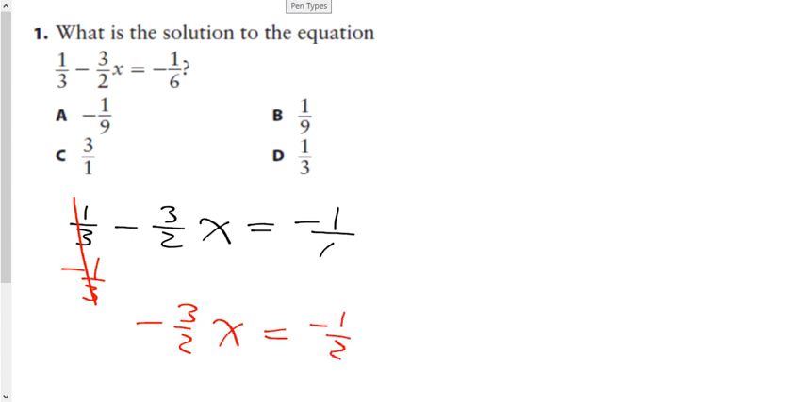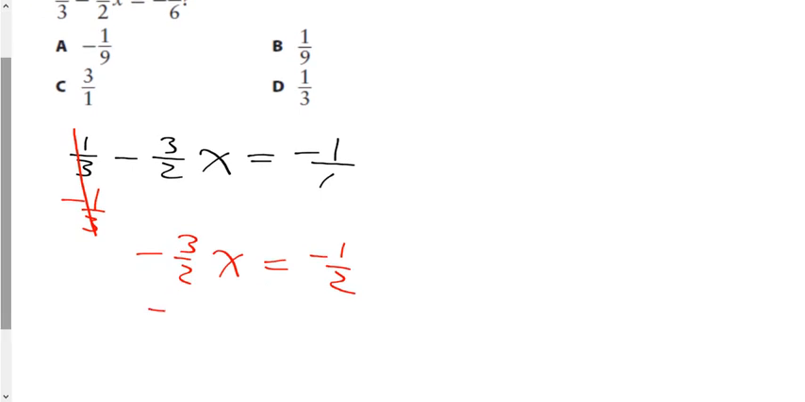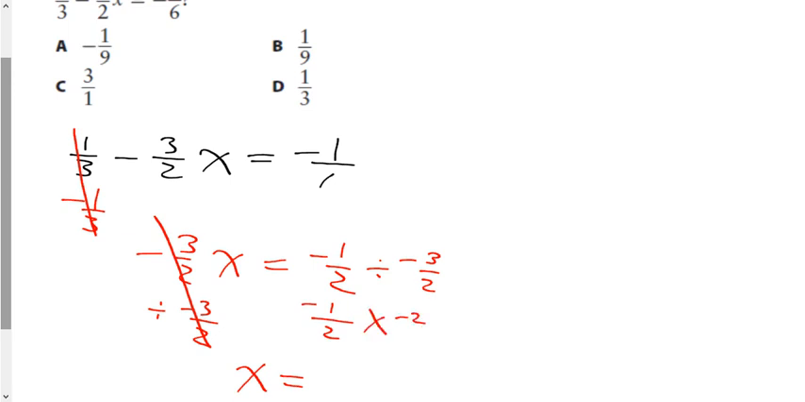That's equal to -1/2. Now that we have that, we've gotten rid of our constant, and we're simply going to divide both sides by the coefficient. So divide by -3/2. We know that multiplying by -3/2 and dividing by -3/2 are opposite operations, giving us x. And dividing by -3/2 is the same thing as keeping that first fraction, multiplying by the reciprocal of -3/2. And when I do that, I'm going to get a positive 2/6, which in lowest terms is 1/3. So we now know our answer is D, 1/3.